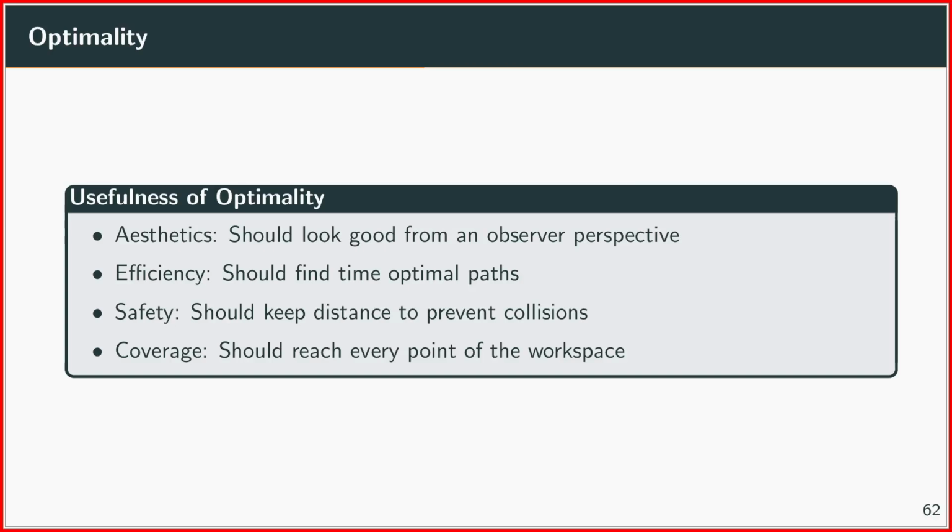Just to summarize, aesthetics: it should look good from an observer's perspective. We want to have time-optimal paths because they are efficient. And it should also keep distance to prevent collisions, especially with humans. And in some cases, you also want coverage, that it should reach every point of your workspace, but it should not, for example, reach it twice or spend too much time moving around.